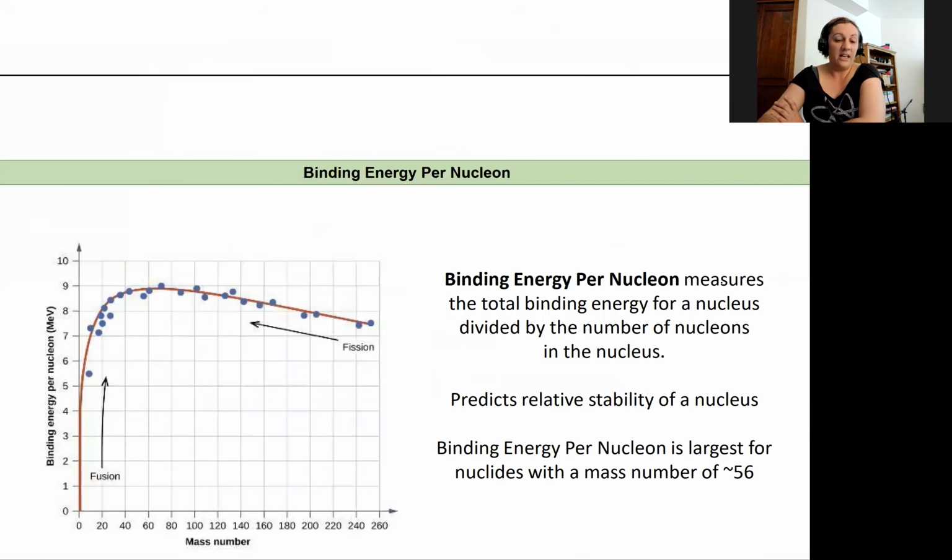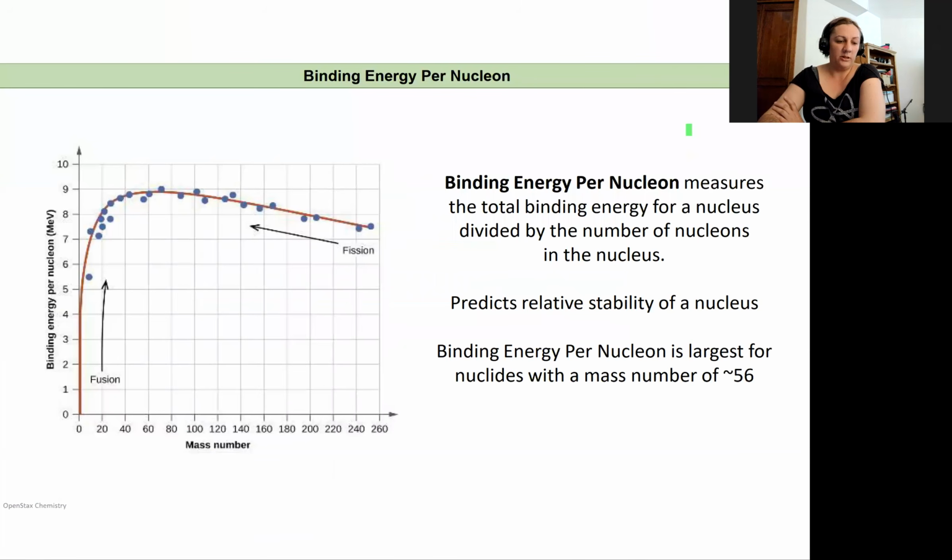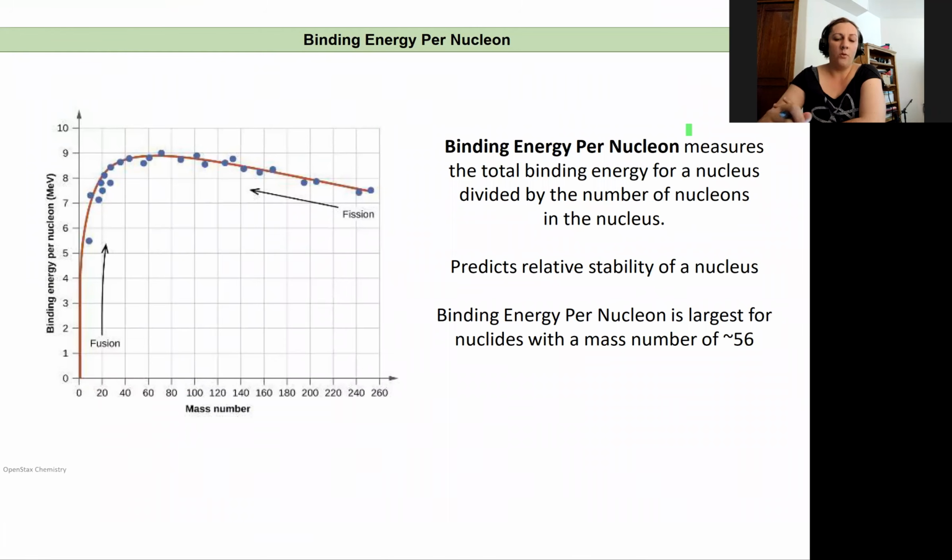The other way we can think about stability, as we alluded to earlier, is looking at the binding energy per nucleon for the nucleus. That's the total binding energy for the nucleus divided by the number of nucleons. It's really measuring how much of the mass of our subatomic particles is converted into energy as that nucleus forms, which is a measure of the stability coming from the attraction through the strong force in the nucleus. So the relative stability of the nucleus can be predicted by its binding energy. As binding energy increases, the stability of the nucleus increases as well.